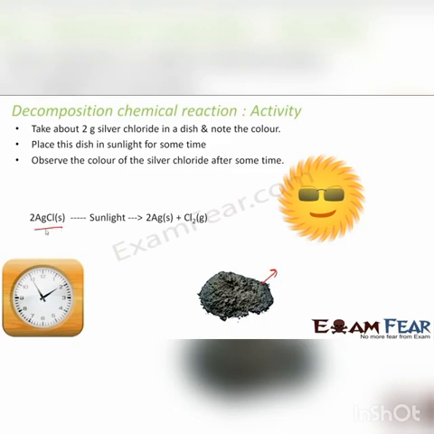Why did the color change? Earlier it was AgCl, silver chloride. In sunlight, this broke into silver and chlorine. This is the silver now, and we got chlorine gas. The gas evaporated. So this compound broke into 2 smaller substances, and this is also an example of decomposition.